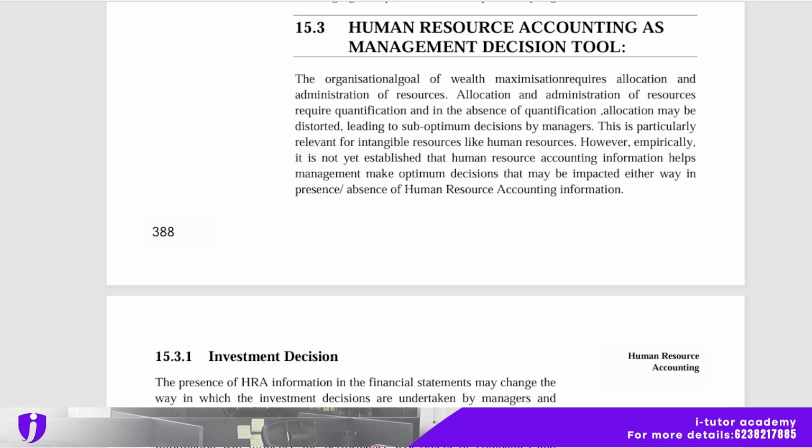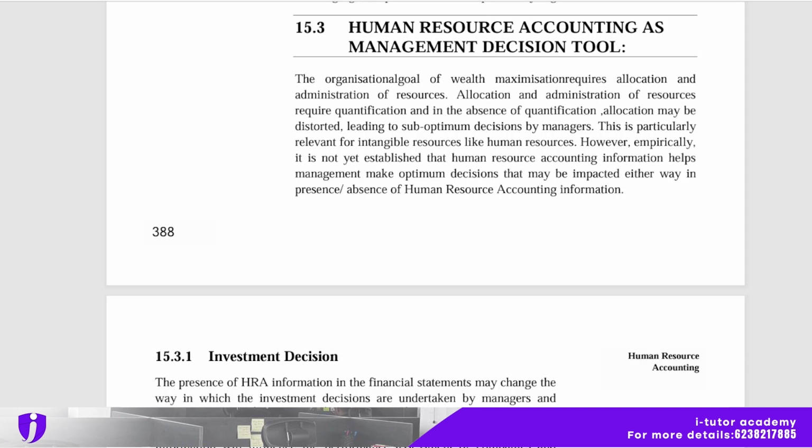In today's session, we will start with Unit 15, subsession 3, MMBC 004, Human Resource Accounting as a Management Decision Tool. The organizational goal of wealth maximization requires allocation and administration of resources. Allocation and administration of resources require quantification, and in the absence of quantification, allocation may be distorted, leading to suboptimum decisions by managers. This is particularly relevant for intangible resources like human resources.